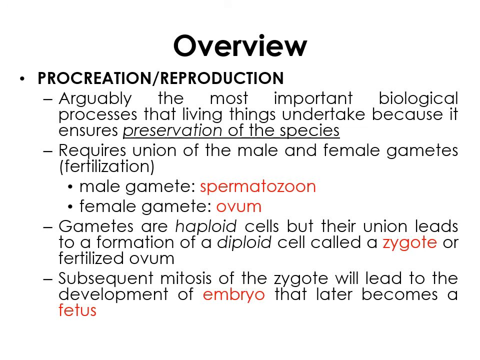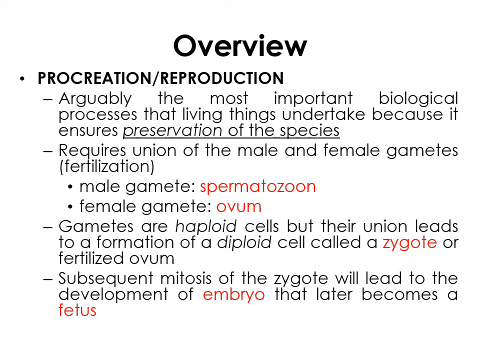So reproduction or procreation is one of the most important biological processes that living things undertake because it ensures preservation of the species. It requires fertilization, or the union of male and female gametes. The male gamete is also known as spermatozoon and the female gamete is the ovum.